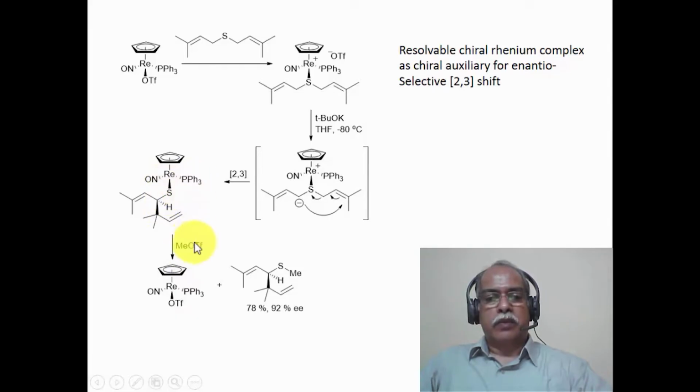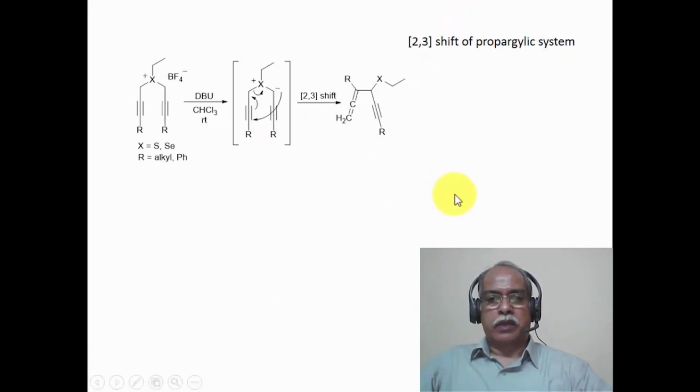So treatment of this complex with methyl triflate produces the S-methyl derivative in an optically pure form, to the extent of about 92% enantiomeric excess, with a chemical yield of about 78% in this particular case. So here is an example where the resolvable chiral rhenium complex is used as a chiral auxiliary. It is initially attached to the sulfur, and after methylation it is removed in the form of a triflate salt and it is regenerated to get the starting material back. So it is truly used in a stoichiometric amount, as a resolvable chiral auxiliary, the rhenium salt.